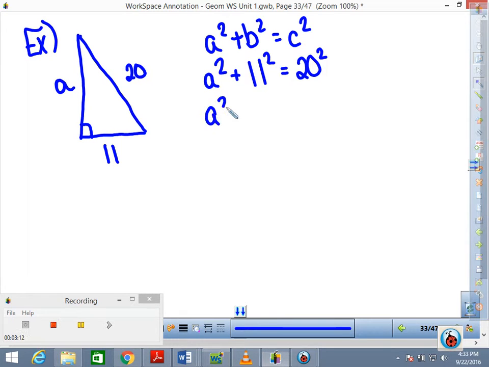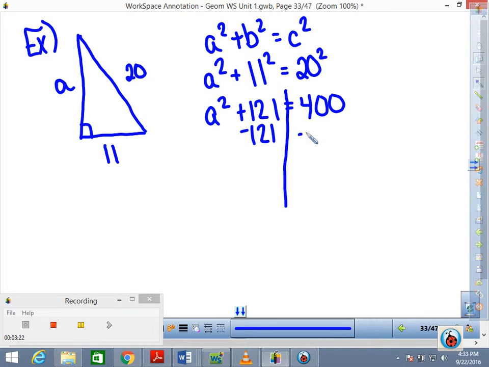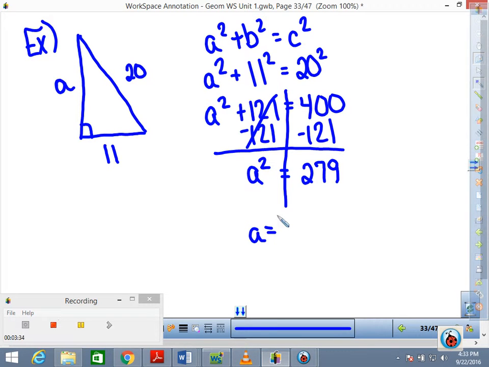So we've got a squared plus 121 equals 400. And now we have an equation we have to solve. So there's my algebra wall. I'm going to subtract 121 from both sides, and we end up with a squared equals 279. Again, we can't have a squared, we need a by itself. So to be able to do that, we're going to have to square root both sides, and then we can put that in our calculator and find out that that is 3 root 31.